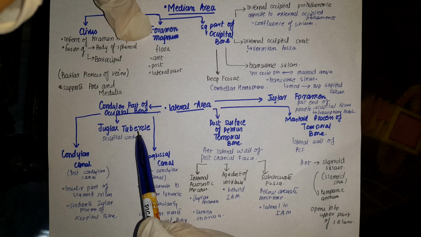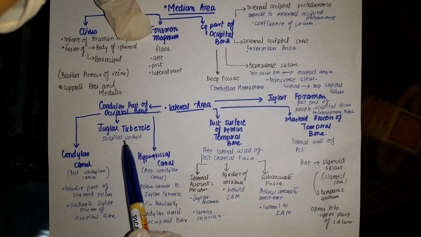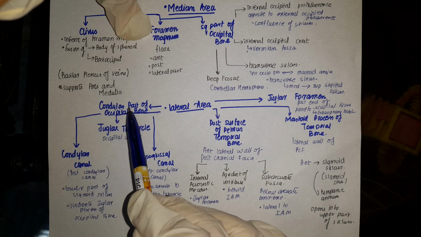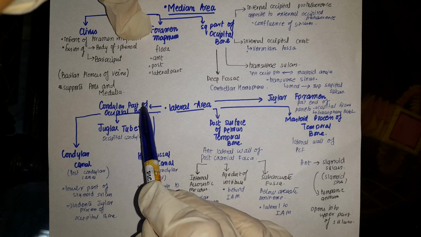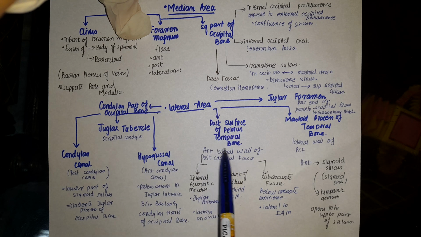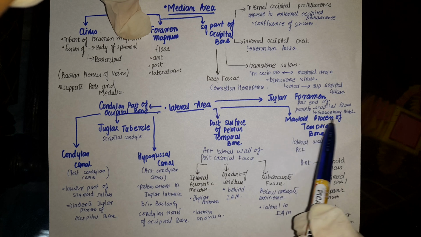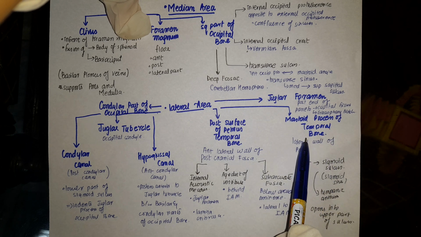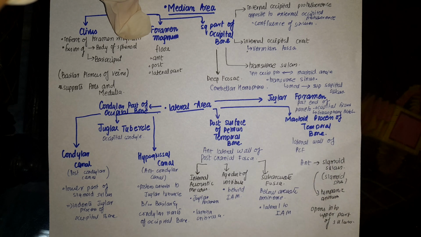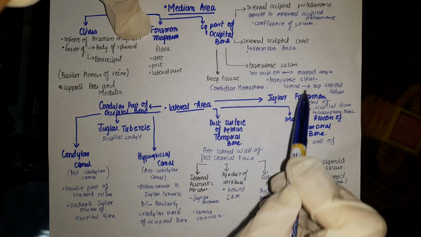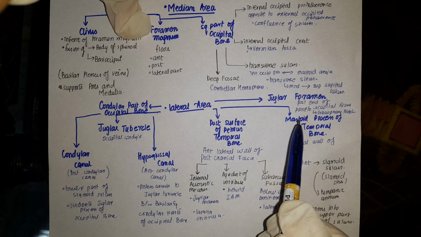Then the jugular tubercle, the condylar part of the occipital bone, the posterior surface of the petrous temporal bone, the mastoid process of the temporal bone, and the jugular foramen. These were actually the 4 things: 1, 2, 3 and 4. We are done with jugular foramen, so we are left with 3.